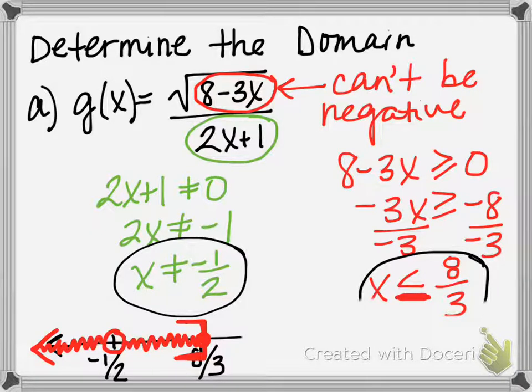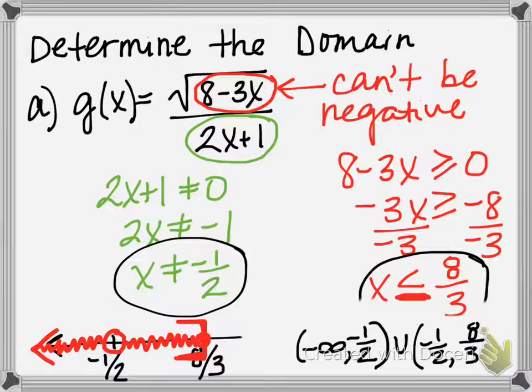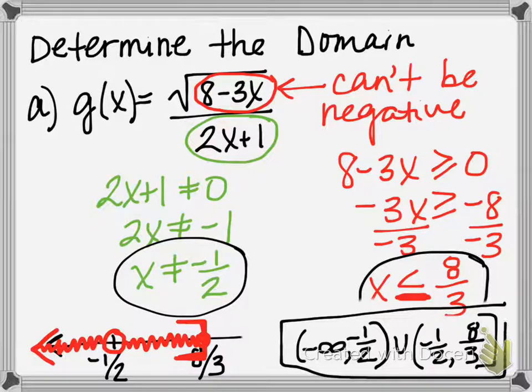So there are two intervals here, from negative infinity to negative 1/2. Then we would use a parenthesis to indicate that negative 1/2 is not included in the domain, and we will union that with the interval from negative 1/2 to positive 8/3, with a bracket to indicate that 8/3 is allowed, or it is included as a domain value. And this would be my domain of that function.